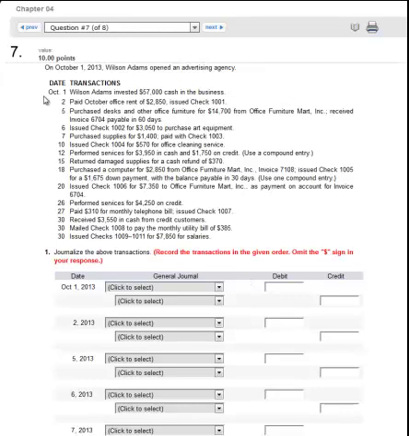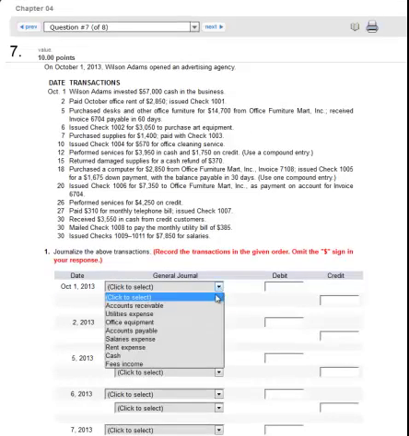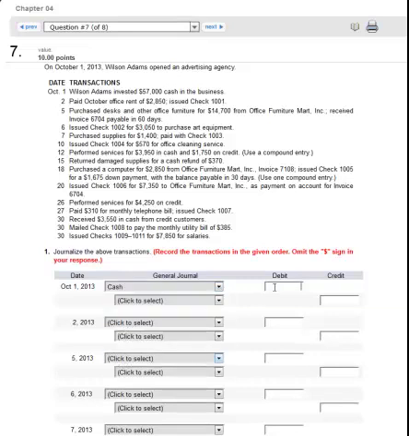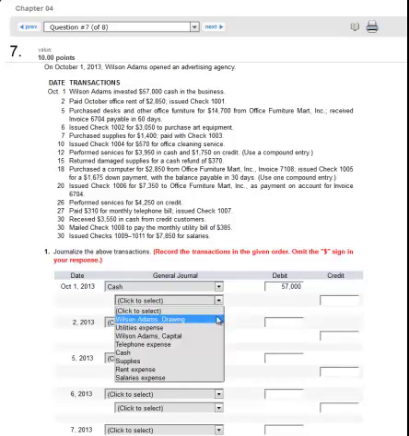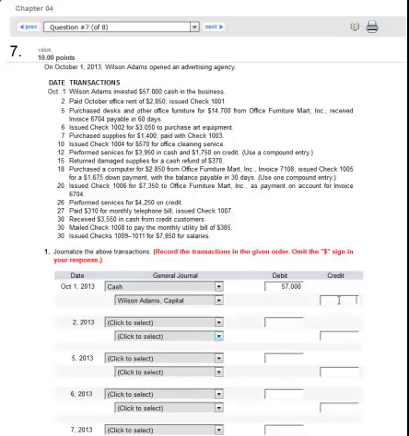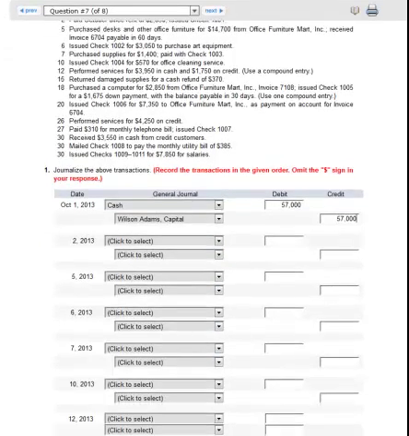It says on October 1st, Wilson Adams invested $57,000 cash in the business. So in your general journal, you're going to debit the cash account for $57,000, and you're going to credit Wilson Adams capital for $57,000. Normally on the third line you'd write a short description of your transaction, but this particular program doesn't have us do that.